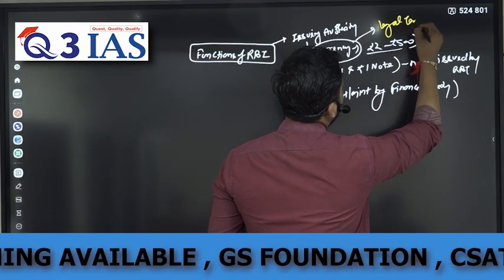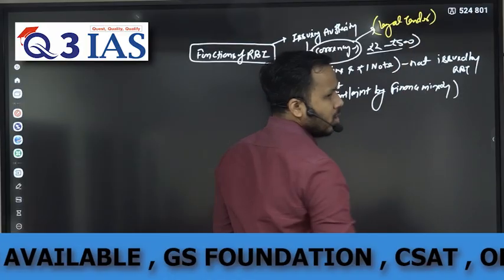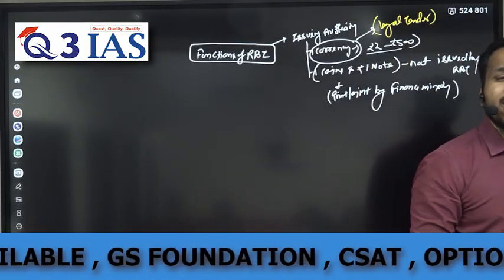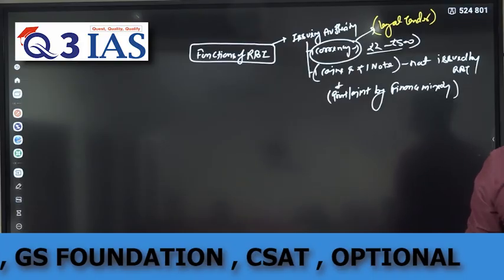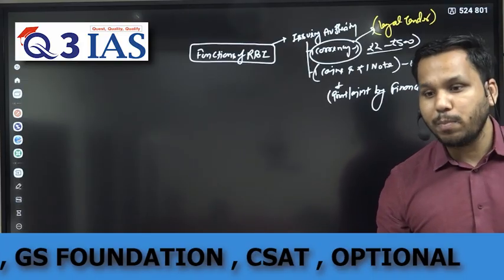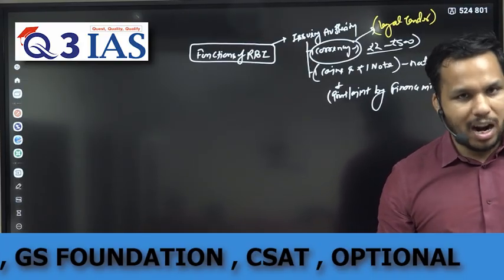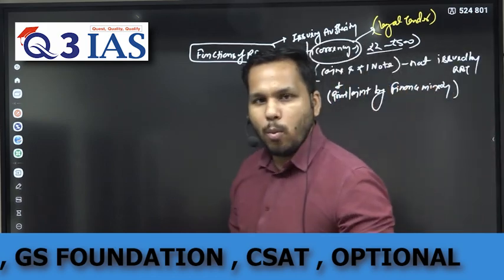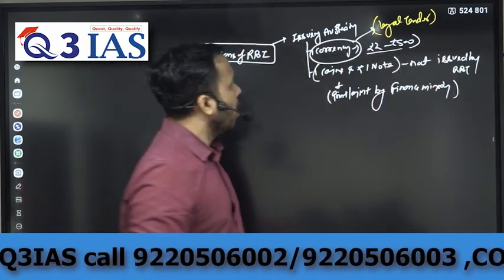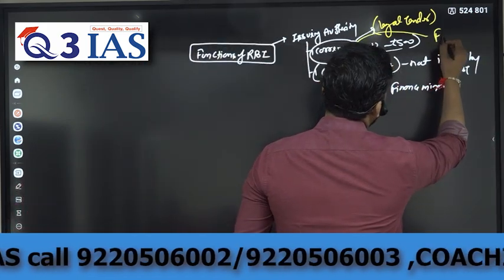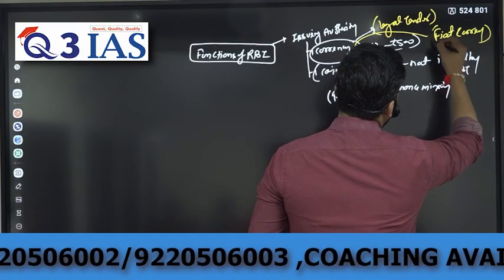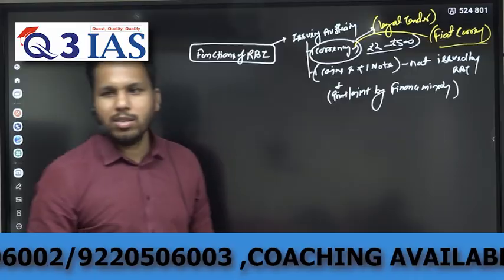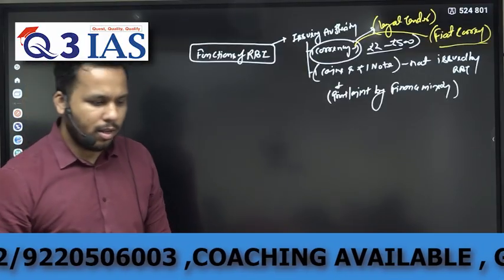legal tender. Legal tender means the currency which is circulated by the law. It is backed by law. RBI has power to publish the currency. Legal tender. And it is also known as fiat currency.